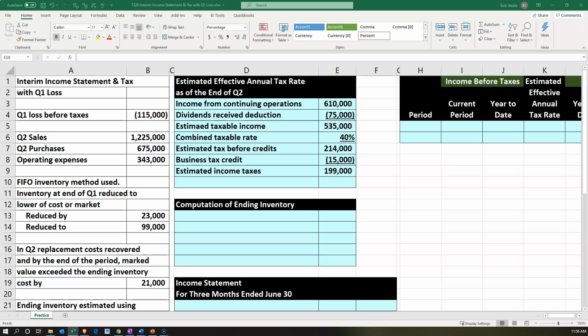And then we can calculate the estimated effective annual tax rate, which of course was our goal. This is going to be equal to the 199 divided by all the way up top, the income, right?